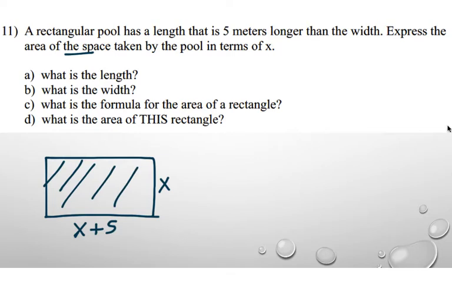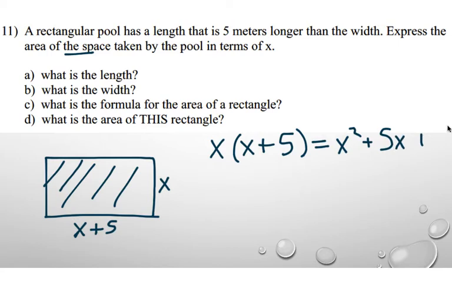Well, we know the area of a rectangle is length times width. So if I was going to express the area, it would be x squared plus 5x units squared. And that's the area in terms of x. Now the A, B, C, D, that's just to help you kind of work it out. So on this one, I don't have this on all of them, but you're going to kind of do similar type steps. What is the length?